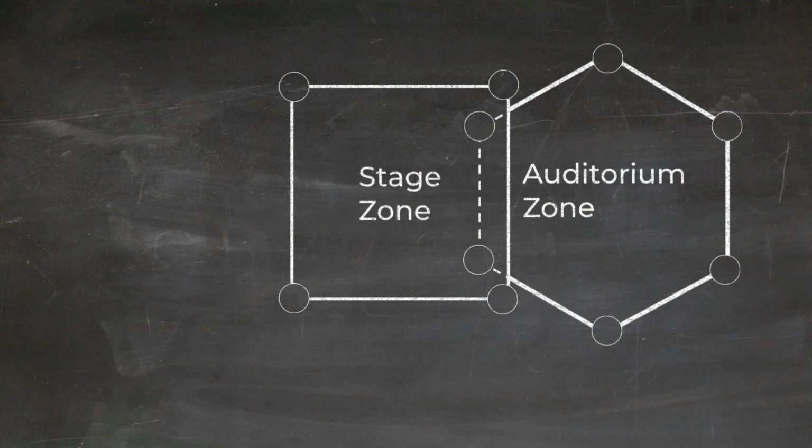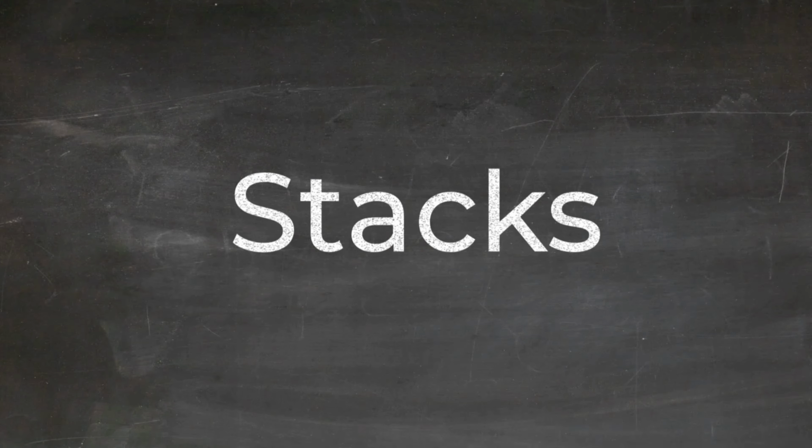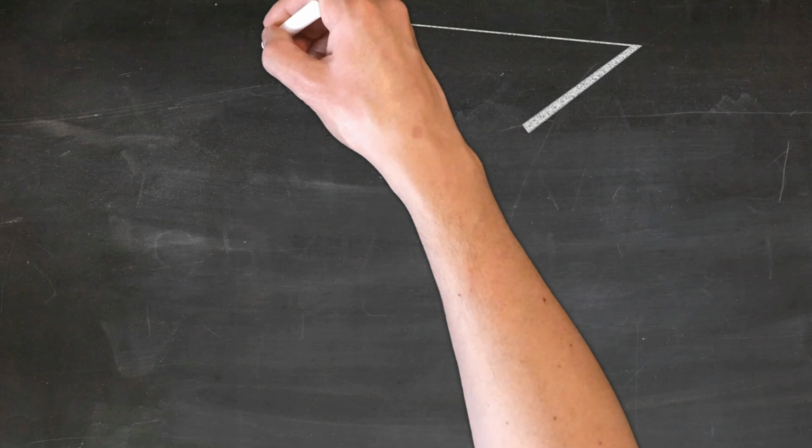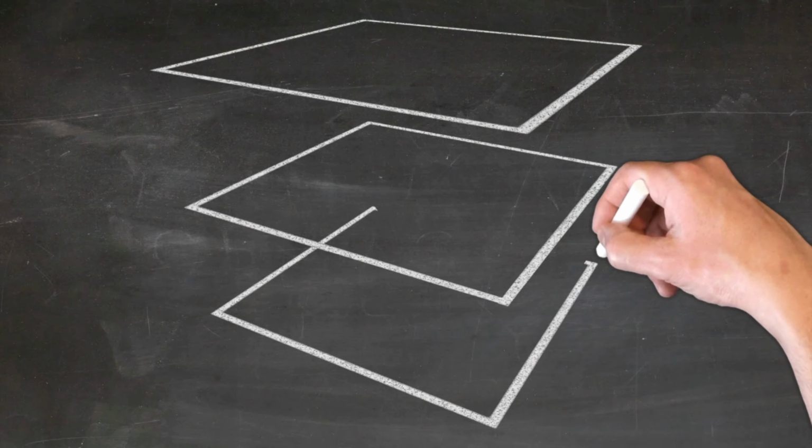So far, we've just been working in 2D. But what happens if we want to place zones on top of one another in 3D space? To achieve this, we have developed a feature we call stacks. A stack is a vertical stack of zones. Here we are viewing one from the side so we can see the vertical axis more clearly.